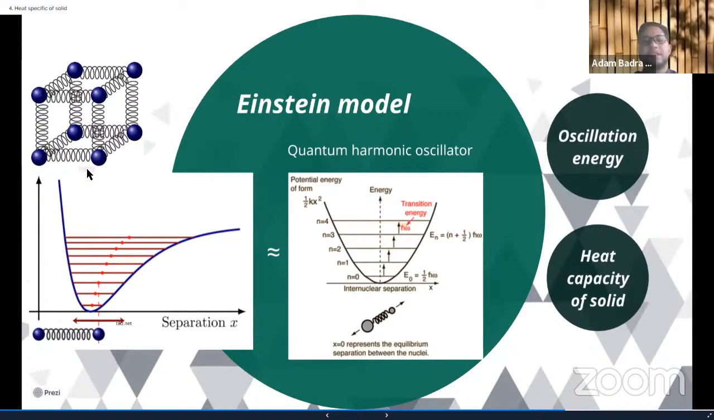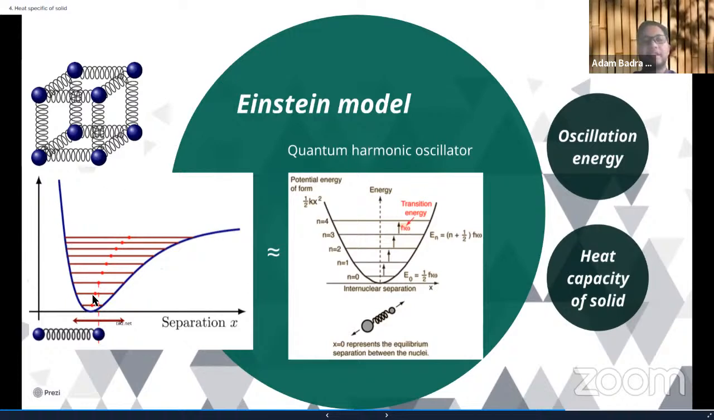So they have some kind of spring. The atoms or the protons inside the solid behave as a mass connected with many springs. They are connected periodically by the springs, and the spring generates oscillation, and the energy of the oscillation depends on the spring constant and the mass of the electron.